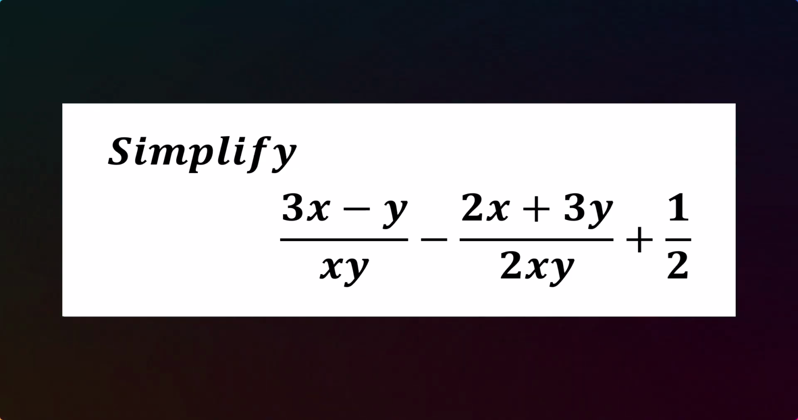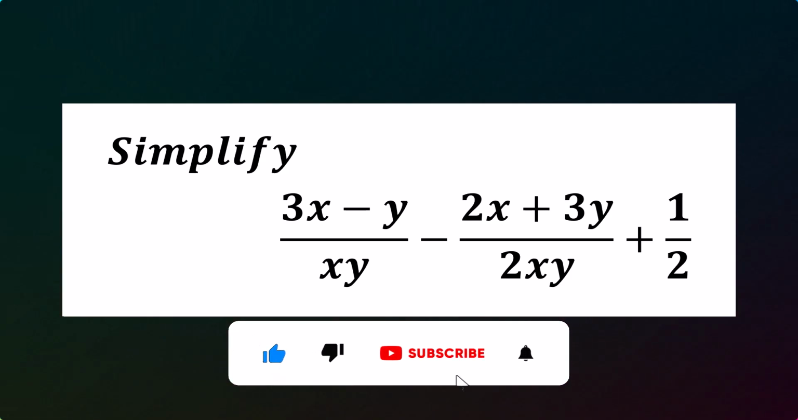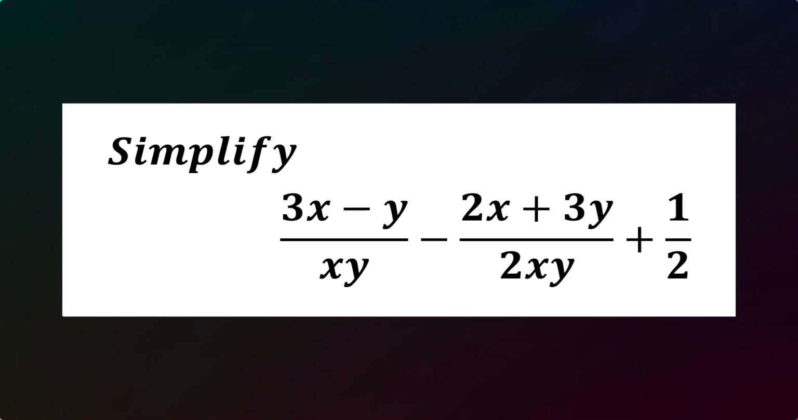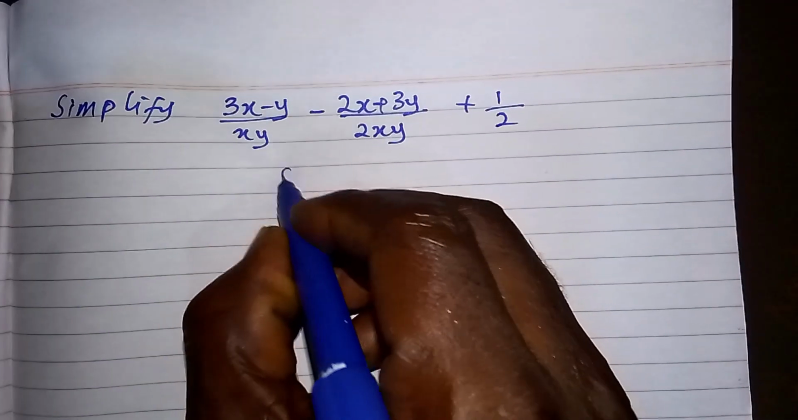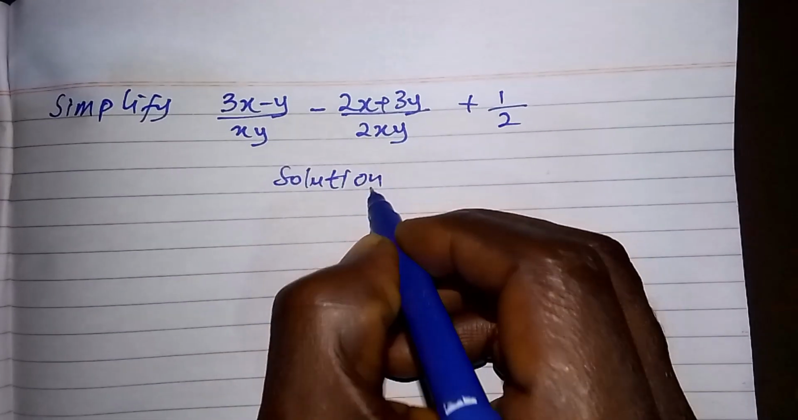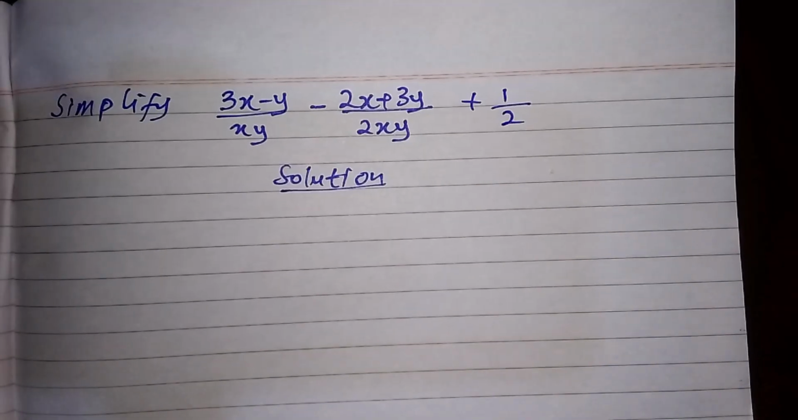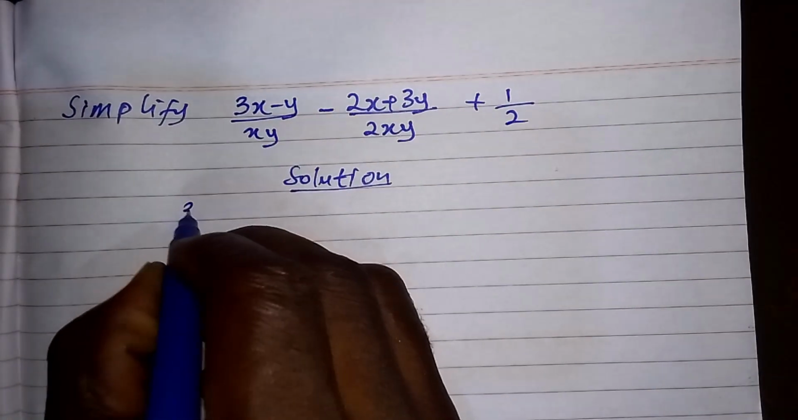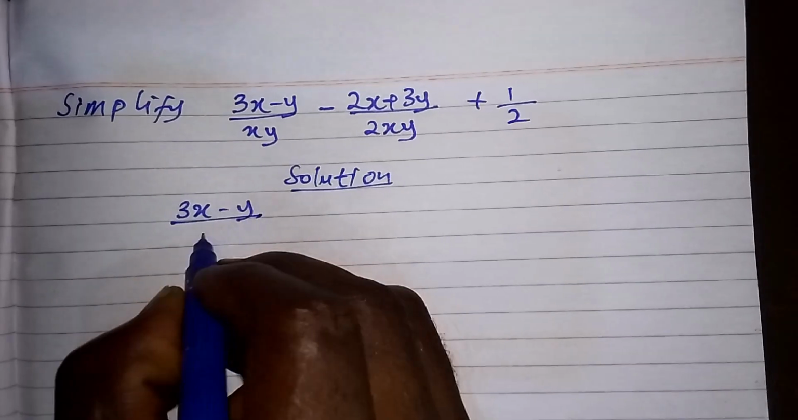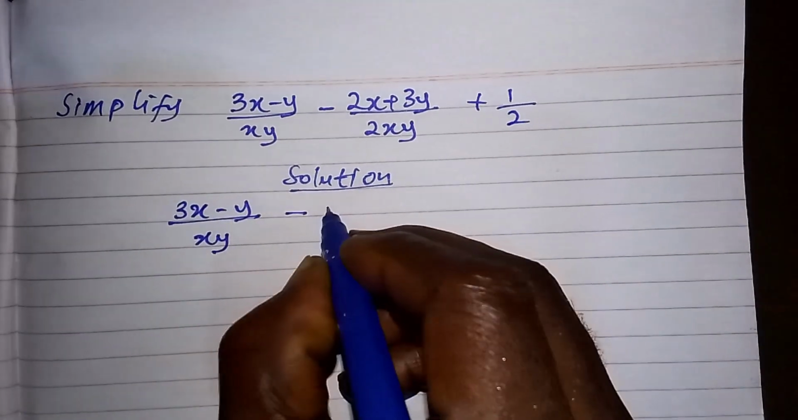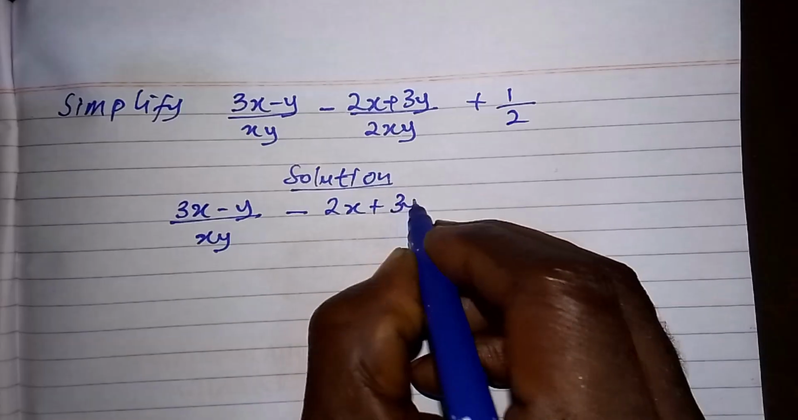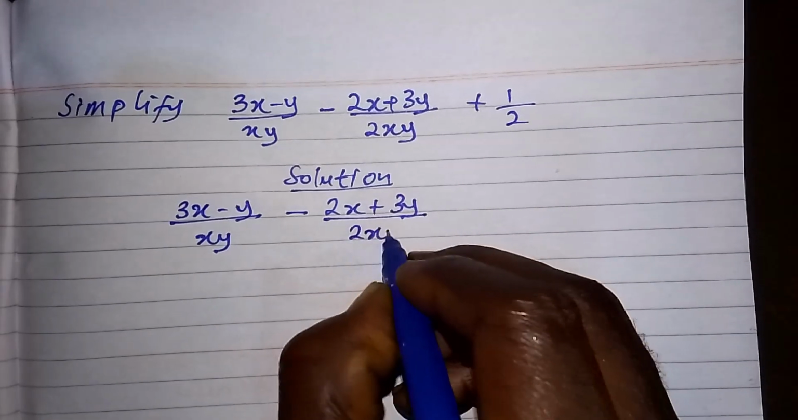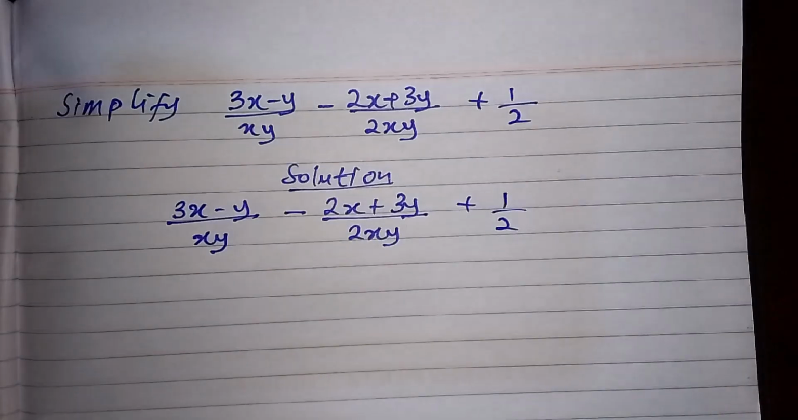Simplify (3x minus y) all over xy, minus (2x plus 3y) all over 2xy, plus 1 over 2. You want to simplify this. Let's get on it. So for this, we have (3x minus y) all over xy, minus (2x plus 3y) all over 2xy, plus 1 over 2.